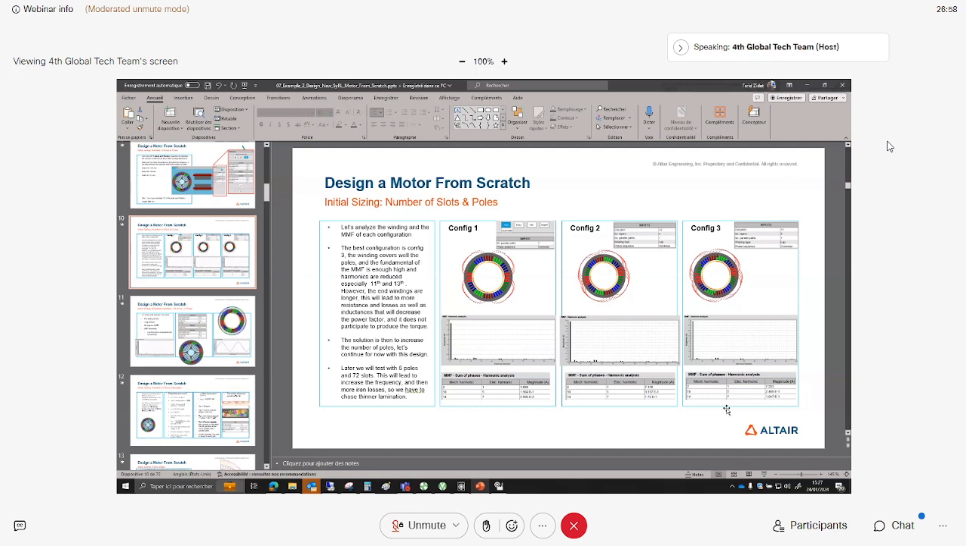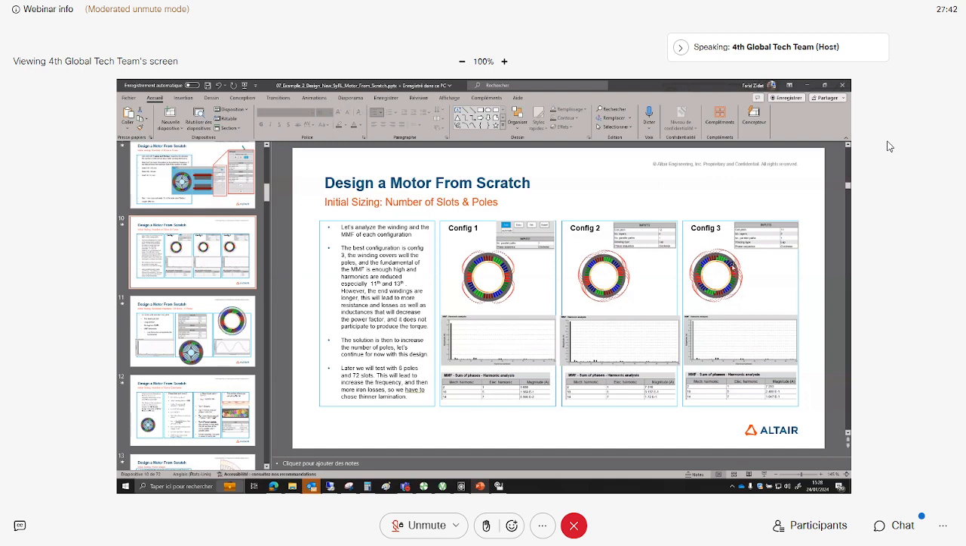So then let's see with this configuration 3. Something we have to pay attention to, so as to not use copper for nothing: we have this quite big end winding. As I said here, maybe the solution is to increase the number of poles in order to decrease this end winding length. But unfortunately, if we increase the number of poles, there is a risk of degrading the power factor.